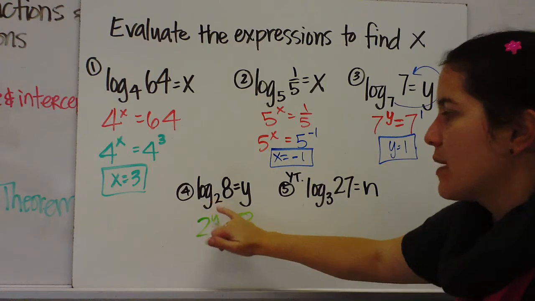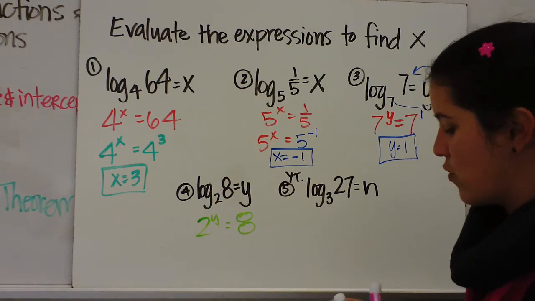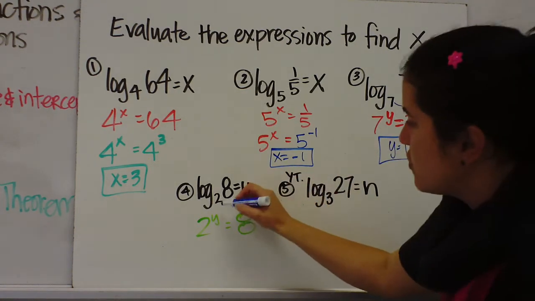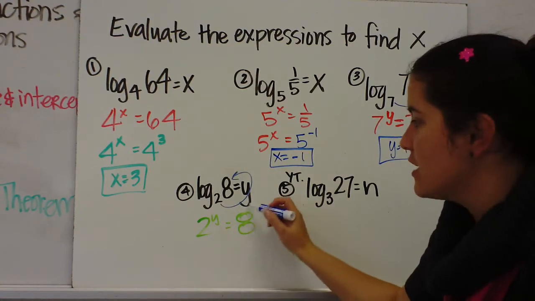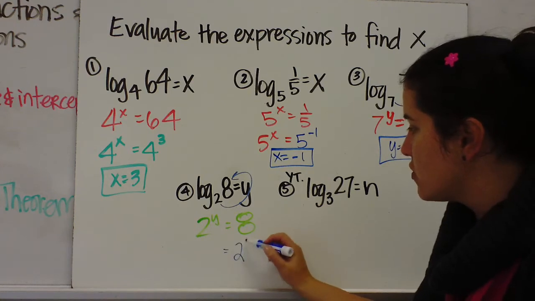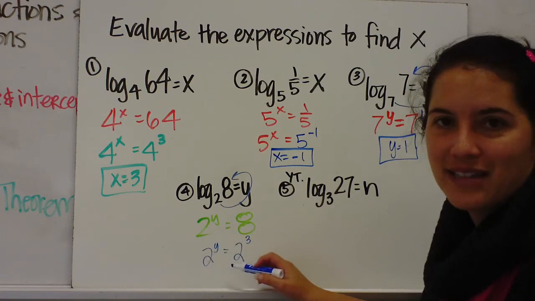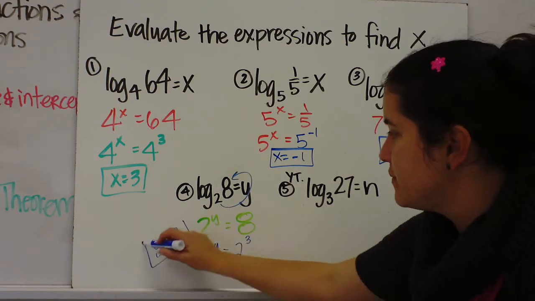Example number 4, log base 2 of 8 equals y. I rewrite it in exponential form. So 2 to the y power equals 8. I need to rewrite 8 as a base of 2, which is 2 to the third power. Now that I have my bases the same, I know that y equals 3.